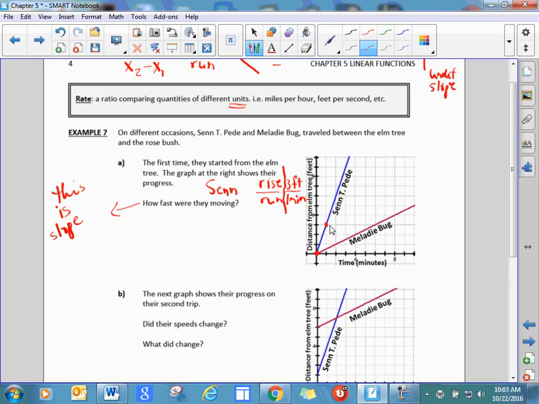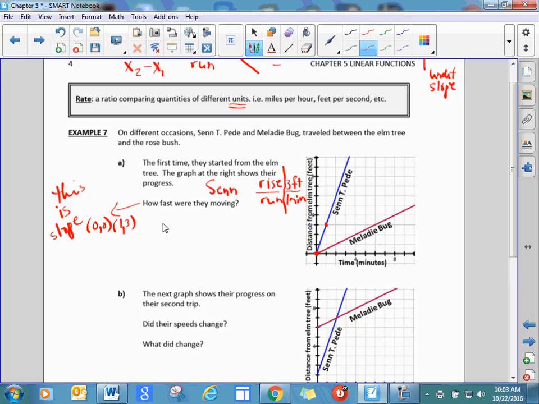Or if you want to take these 2 points and actually calculate the slope, your first point is 0, 0. Your second point that I picked is 1, 3. And you can plug it into the slope formula, and you will also get the slope of 3 feet to 1 minute. You could have also picked this point up here. It looks like it goes through pretty accurately. So that would be 2, 6. And of course, that will all reduce down to 3 feet to 1 minute.